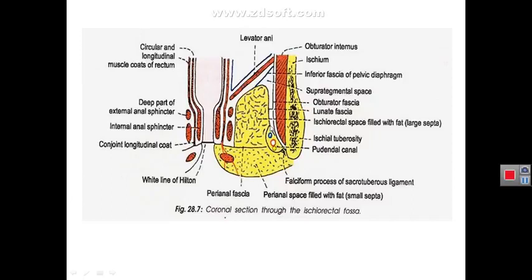And superiorly, the pudendal canal is attached to a fascia called the lunate fascia, which ascends in a crescentic pattern, and because of this crescentic pattern it is called lunate fascia, to be attached to the inferior fascia of the pelvic diaphragm. So the pudendal canal is a fascial canal lying on the lateral wall of the ischiorectal fossa. It is attached medially to the perianal fascia, lateral to the obturator internus fascia, and above it is attached to the lunate fascia that extends up and attaches to the inferior fascia of the pelvic diaphragm. This pudendal canal contains the internal pudendal vessels and the pudendal nerve.